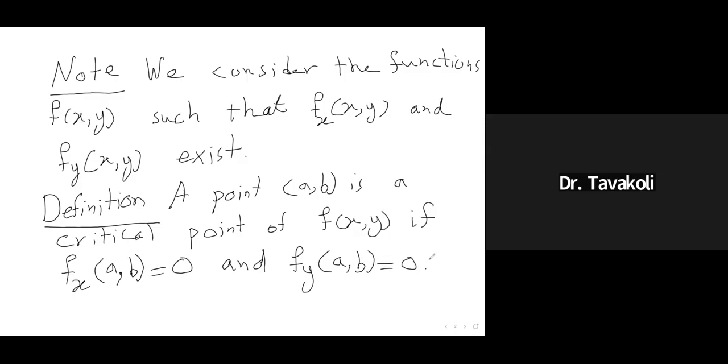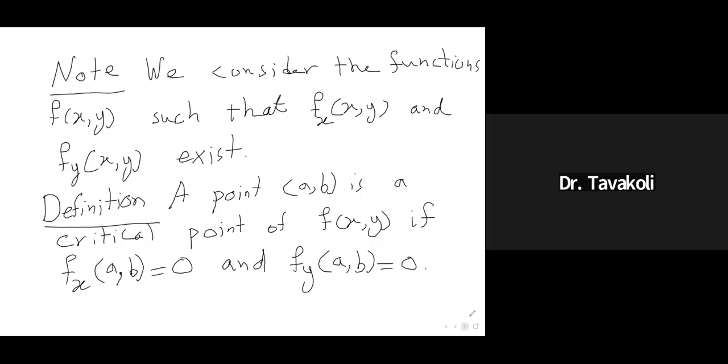So if there is a point in the domain of a function of two variables such that the partial derivative with respect to x at that point is equal to 0 and the partial derivative with respect to y at the same point is 0, that point is a critical point of the function. For functions, sometimes they don't have critical points, sometimes they have one critical point, or they might have more critical points.